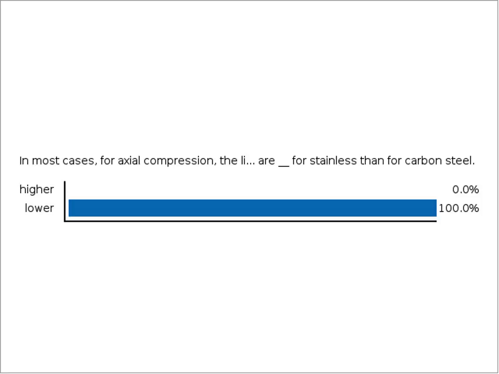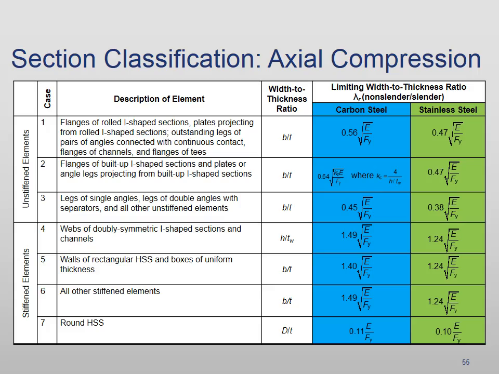Okay, let's look at our results here. And it looks like everybody was correct. If we go back to slide 55 here, let me pull that up. We can see a side-by-side comparison for the carbon and the stainless steels for the various cases of unstiffened and stiffened elements. And you can also find this information in the design guide, in table 3-2. Okay, so we did a good job there.